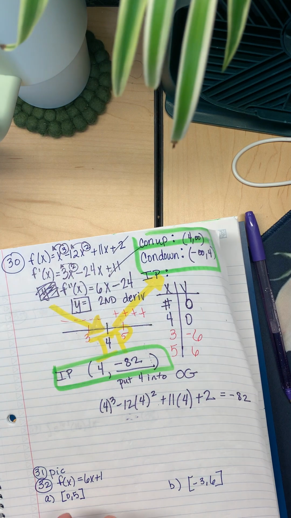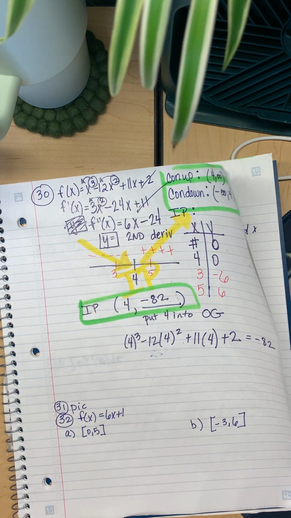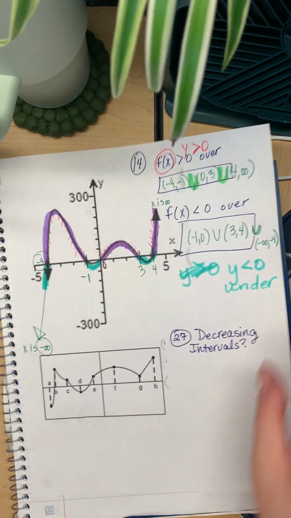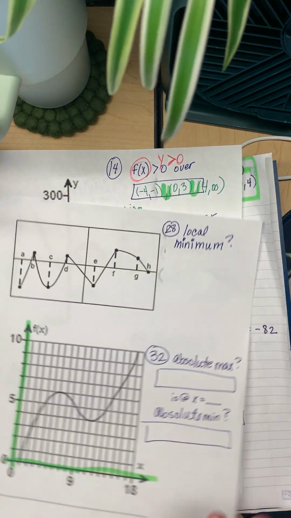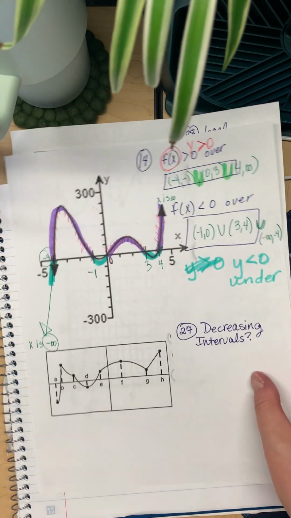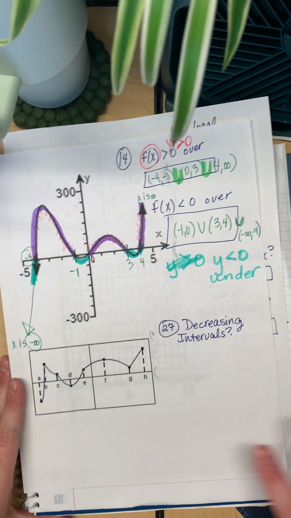Yay. Okay, keep going. Number 31. 31 is a picture. And I think I missed 27 and 38 and 32. Oh my gosh. Okay, let me go back to 27. 27 says, what are the decreasing intervals?